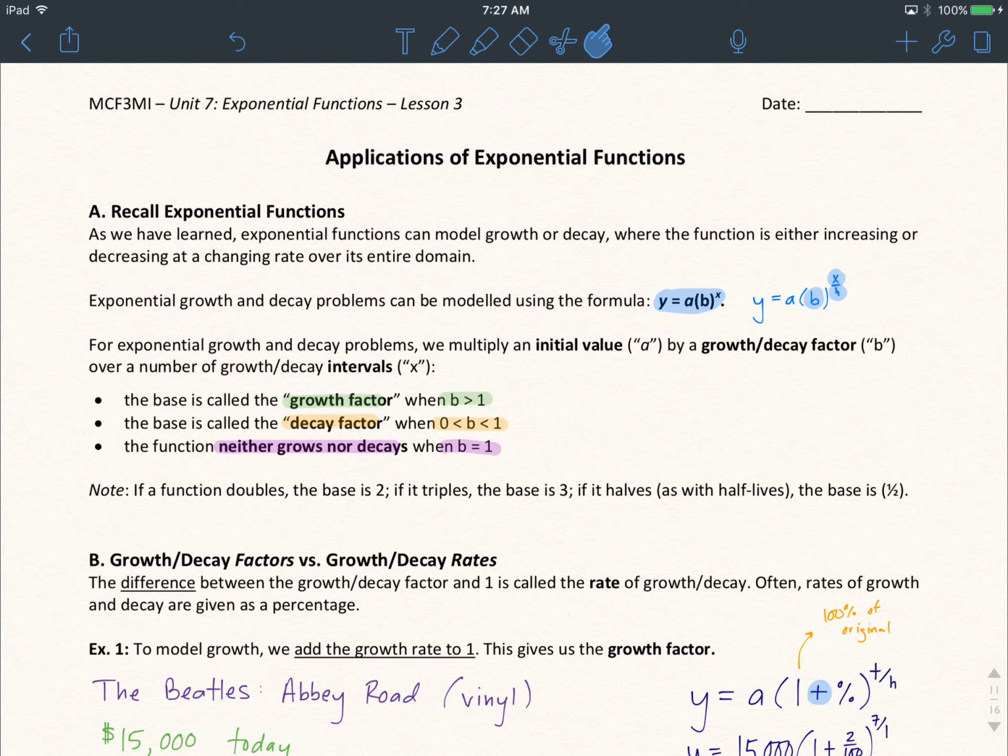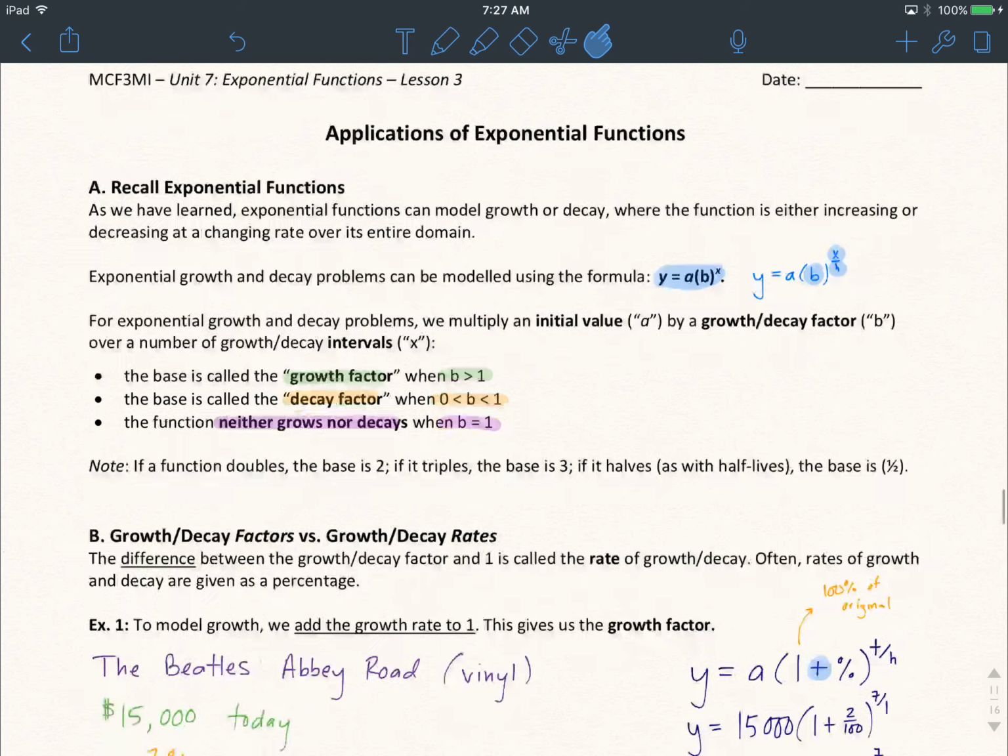So today in this lesson we introduced applications of exponential functions, which was sort of a gateway to talking about growth factors and the difference between growth and decay factors and growth and decay rates, which is sort of a fancy way of saying, what if your b value is going to be something other than a nice whole number like 2 for doubling or 3 for tripling or a half for a half-life? What if it's something different?